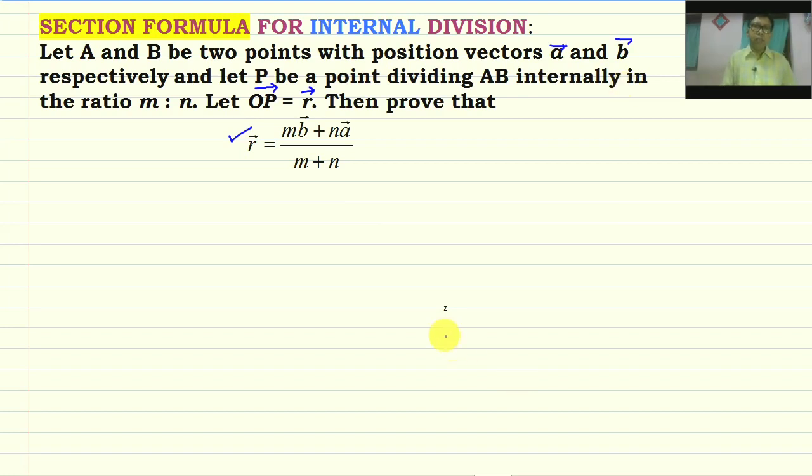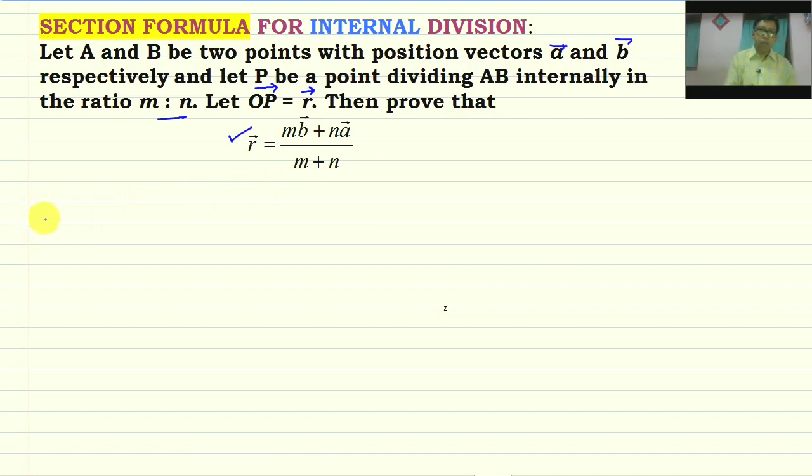Let us consider that A and B are 2 points with position vectors a vector and b vector. And let P be a point which divides the line segment AB internally in the ratio m is to n. Consider that OP vector is equal to r vector. Then prove that r vector is equal to m b vector plus n a vector divided by m plus n.